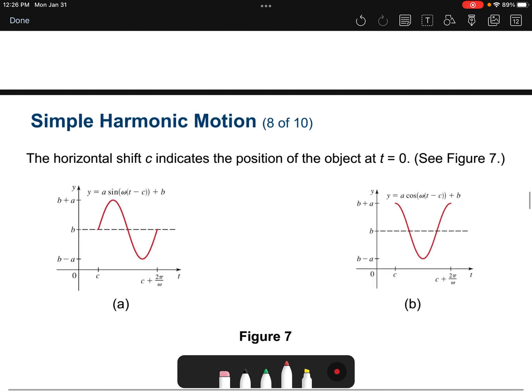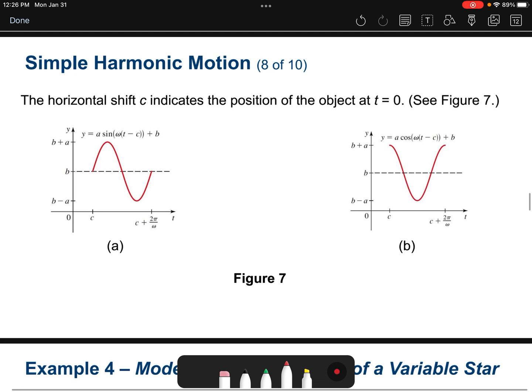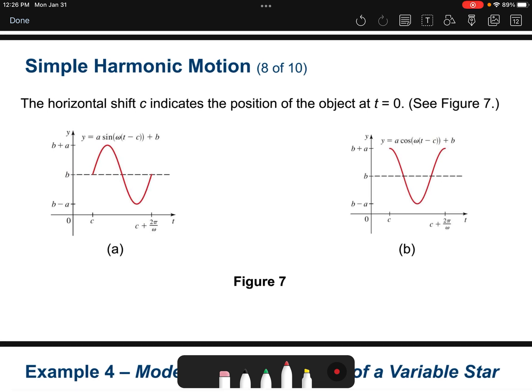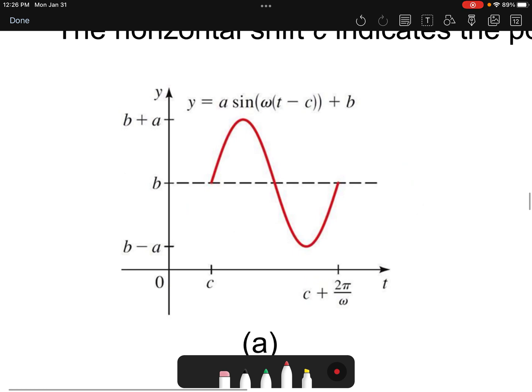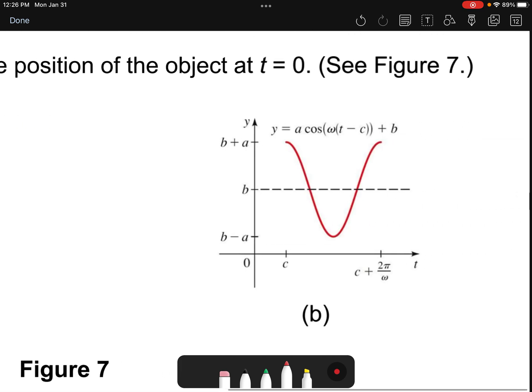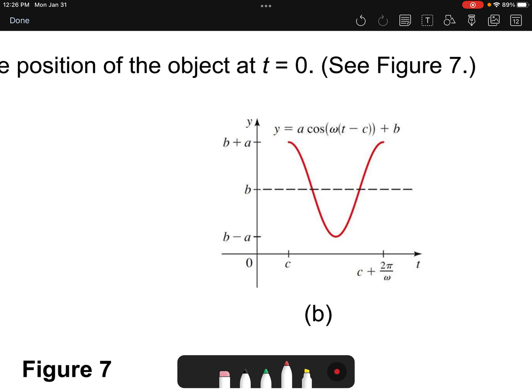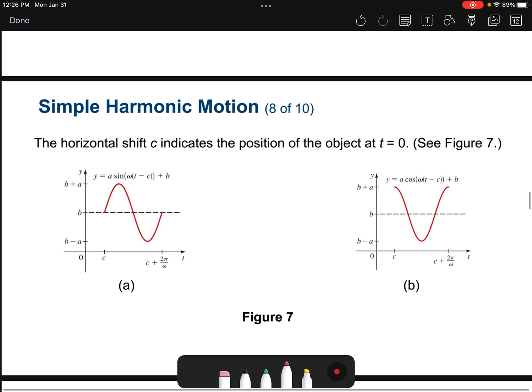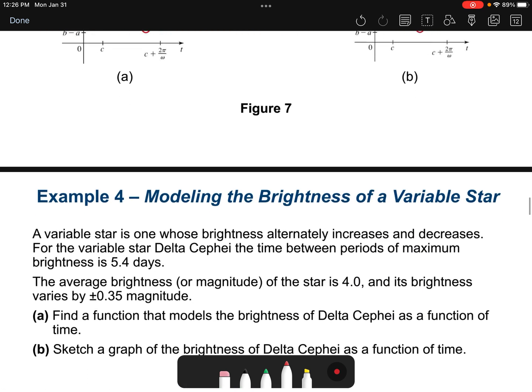Okay? So the horizontal shift indicates the position of the object at T. So you can see on A, it's been shifted over C to the right. Well, that makes sense, remember? Because we go the opposite direction in parentheses. On this one, we have a move to the right C again. That's exactly what we just talked about. And then our period, 2 pi, okay? That's what we would expect.